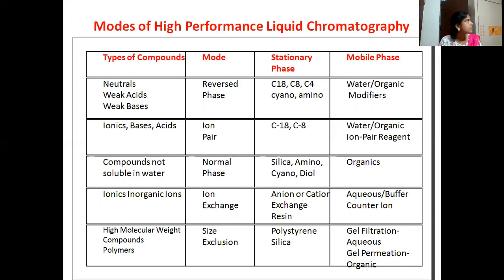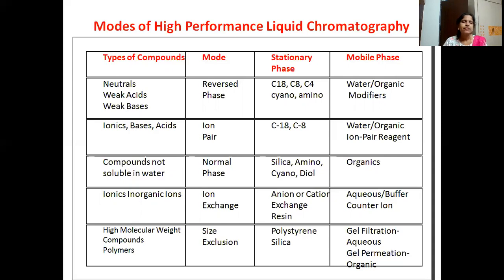Then compounds not soluble in water. There will be some compounds which are not soluble in water. For that, we can go for normal phase, where the stationary phase is silica, amino, cyano, diol, and the mobile phases are some organic compounds. For inorganic ions, the best method is ion exchange chromatography. So based on the sample that has to be separated, you can take either anion or cation exchange resin, and the mobile phase will be buffer solutions.